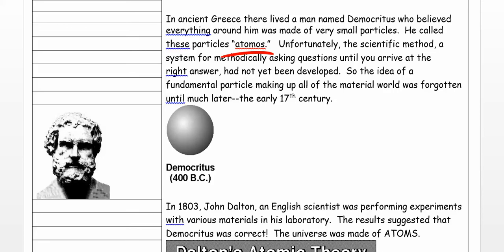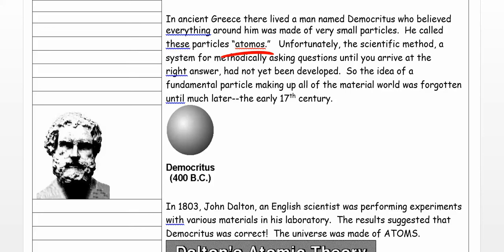Unfortunately, the scientific method, a system for methodically asking questions until you arrive at the right answer, had not yet been developed. So the idea of a fundamental particle making up all the material in the world was forgotten until much later, the early 17th century. So this is a picture here then of Democritus, or not a picture, but it looks like what Democritus might have looked like in that day. And this was his concept of the atom, fairly straightforward.